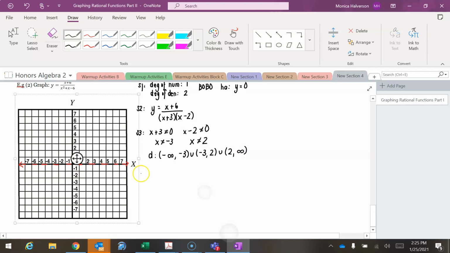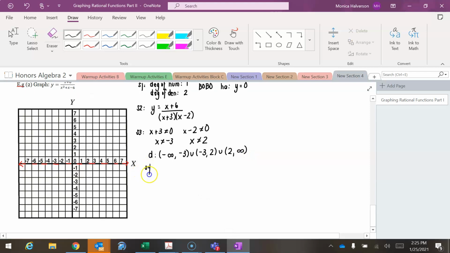Okay? Step 4 is to identify what those limitations are, because neither of them can cancel out. X equals negative 3 and x equals 2 are both vertical asymptotes. So I can go in here at negative 3 and graph this out, and at x equals 2, graph this out.